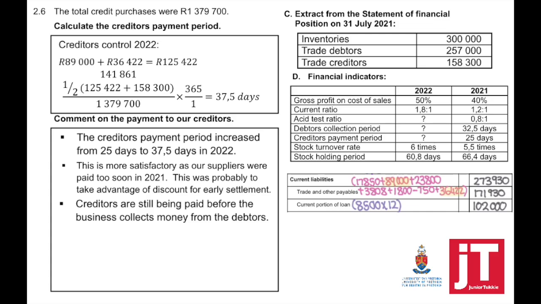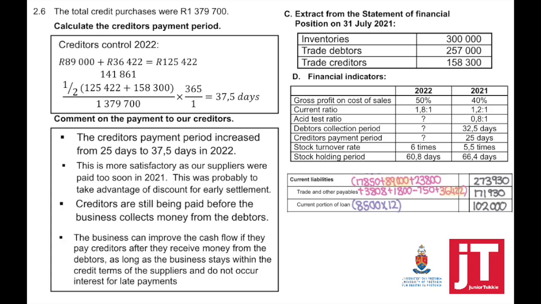Now, if we compare that to this year, creditors are still being paid before the business collects money from the debtors. The business can improve the cash flow if they pay creditors after they receive money from debtors, as long as the business stays within the credit terms of the suppliers and does not incur interest for late payments.